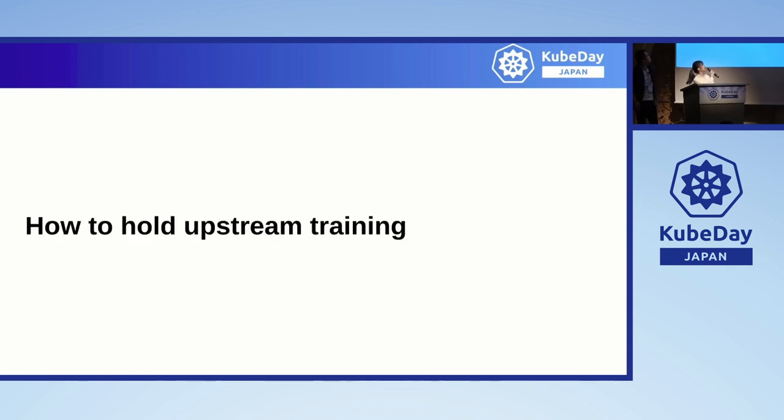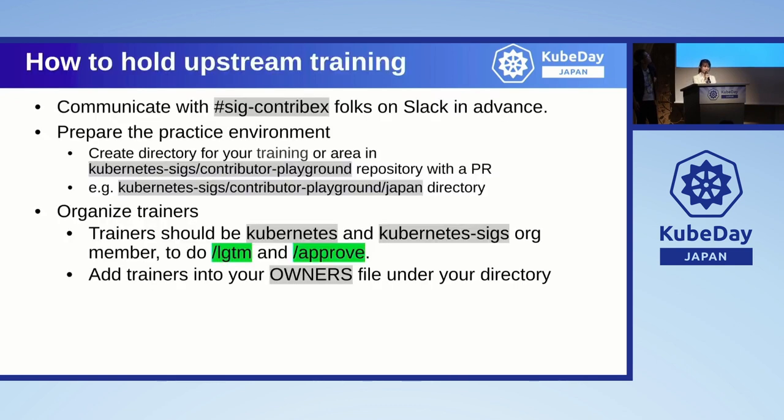And next is about how to hold this training. It might sound familiar since you are probably already doing something similar every day. So there are five steps to go. First, you communicate with SIG contributor experience folks on Slack in advance.